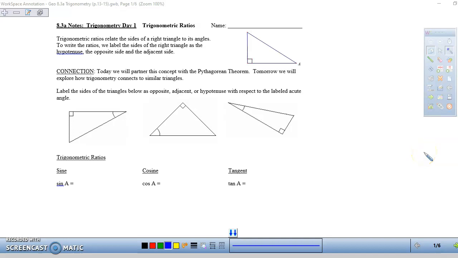Hello, geometry. We are going to start on trigonometry today. Trigonometry is a brand new topic. Nobody in this class has worked with trigonometry yet. So you do need to pay really careful attention because this is going to be all new information.